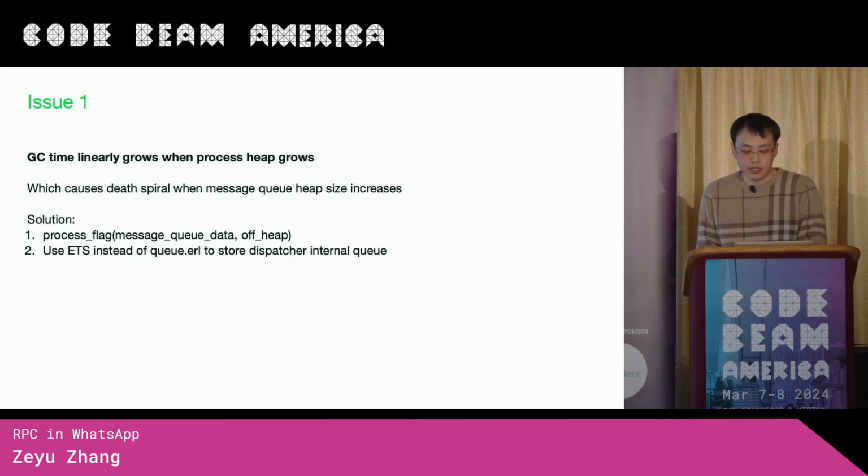To solve this, it's quite simple: set the external message queue to off-heap. This is a feature introduced in OTP 19, and any process that could get a long message queue is advised to use this flag. For the internal queue, we implemented an ETS-based solution that moves the queue out of the heap, which is not cheap, but it solves our problem.